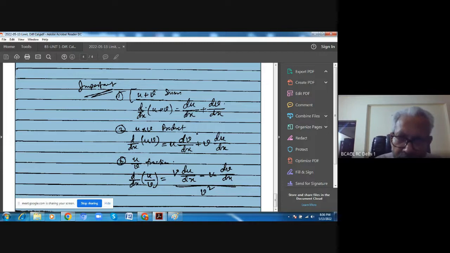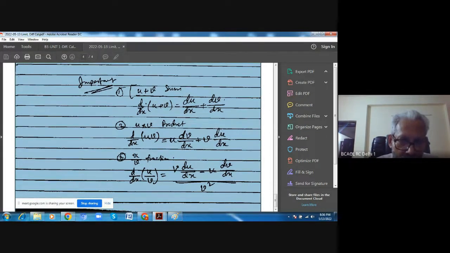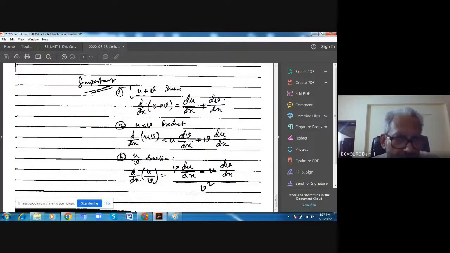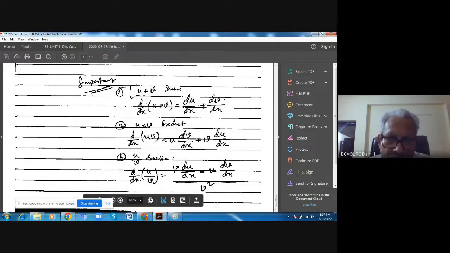So actually, what is this? dv by dx. That means in the second part you put the formula n times x to the power n minus 1, and the first part you don't touch. So this is partly the partial differentiation, basically. And for the ratio u by v, that we have already discussed, this is the formula. So these three formulas you have to note down, and you will see the types of questions that come. Based on this, you have to apply the formula. Okay.